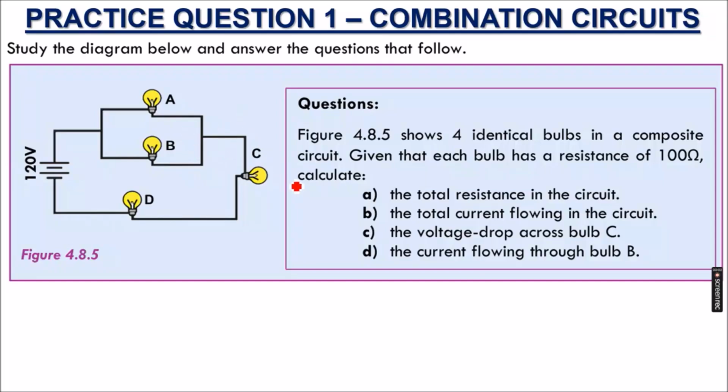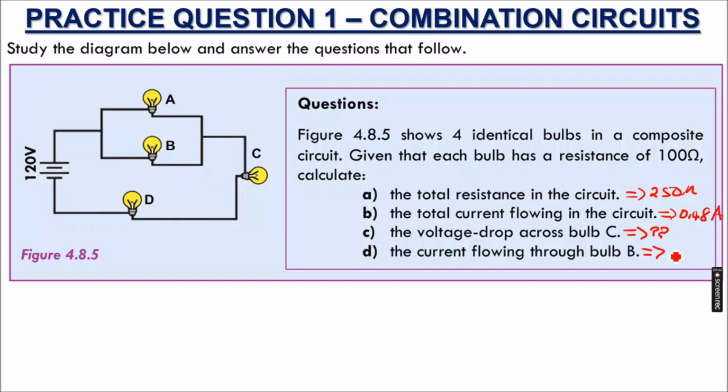So let me collect your answers. For A, I got 250 ohms. For B, I got 0.48 amperes. For C, I didn't receive it, I did D. You were stuck.